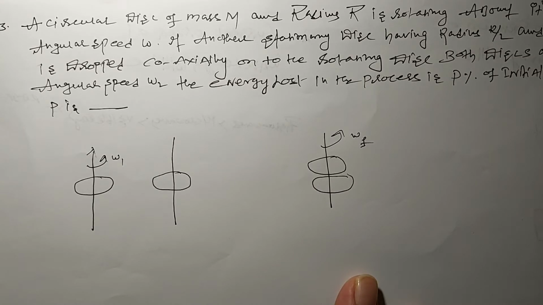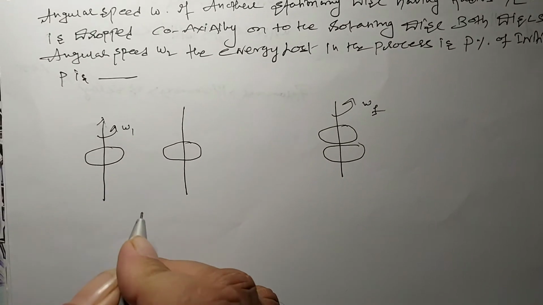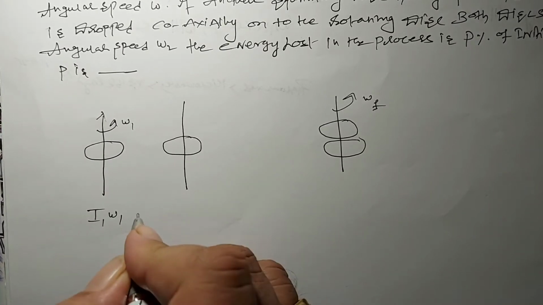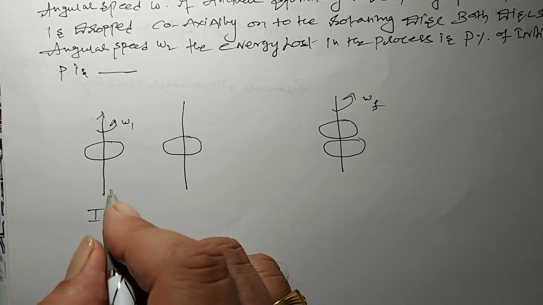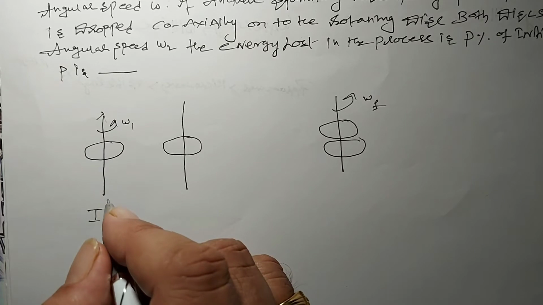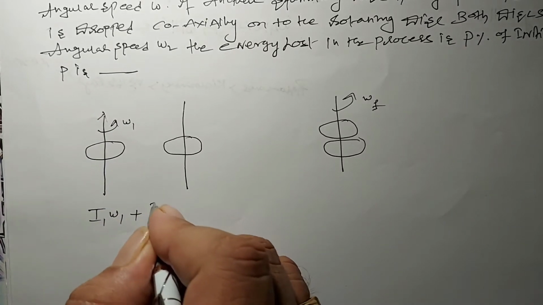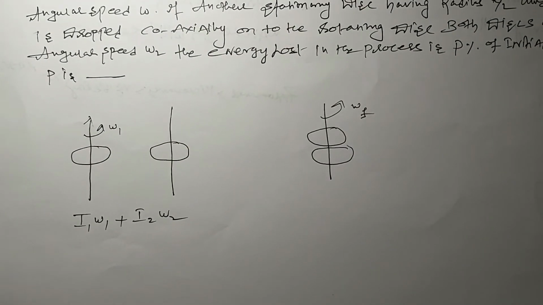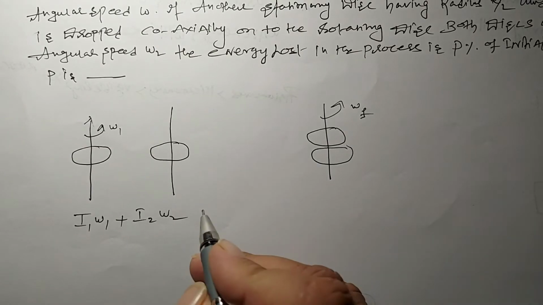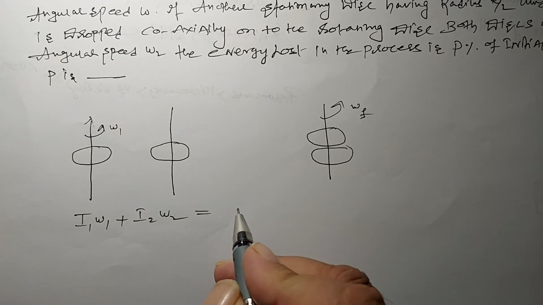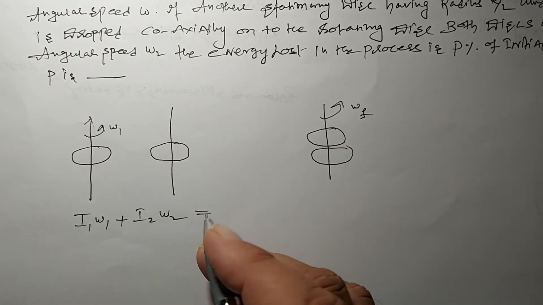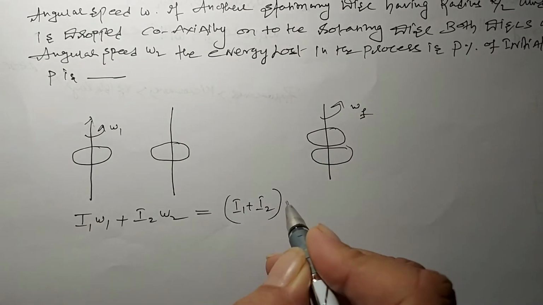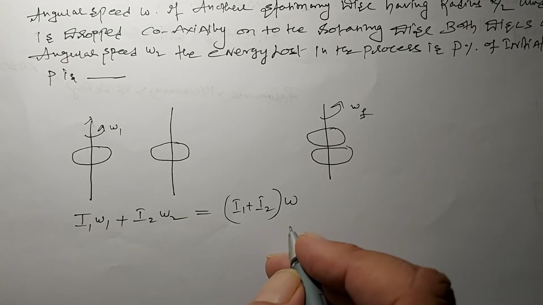Law of conservation of angular momentum. So what is that law? Angular momentum is conserved here: I1 omega 1 plus I2 omega 2, that is the moment of inertia and angular speed of the first disk plus the moment of inertia and angular speed of the second disk, is equal to, after the second disk is dropped on the first disk, both at the same angular speed, the total moment of inertia I1 plus I2 into common speed omega.